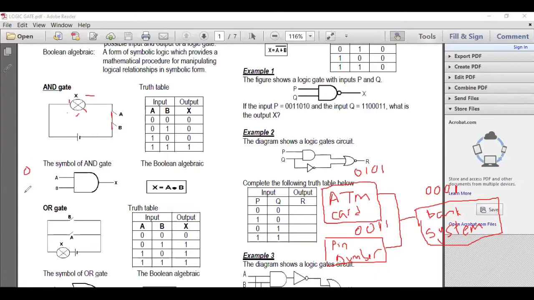Okay. So let's say this is your input: 0, 0, 1, 0, 0, 1, and 1, 1. So when you times 0 times 0, 0. 1 times 0, 0. 0 times 1, 0. 1 times 1 gives you 1. So that means for AND gate, what you must do is you must times. You must know the circuit, you need to know the truth table, the symbol and Boolean algebra. This one you refer to the diagram.